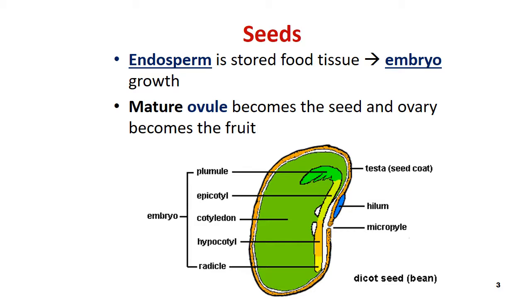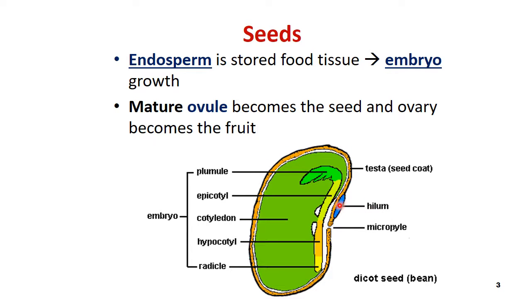Now what is shown here is a dicot seed. It is a bean seed. Take note, the outermost coat, which you can see here. Let me highlight, show you here. This is the testa. Testa is a seed coat, so this is the outermost layer, the brown layer.